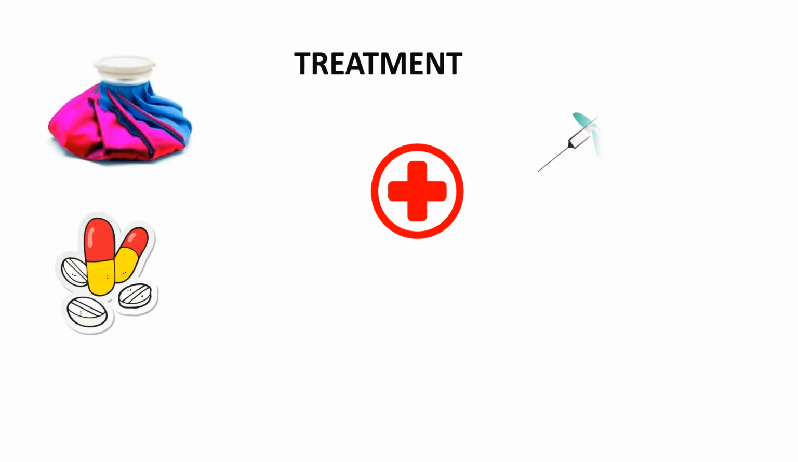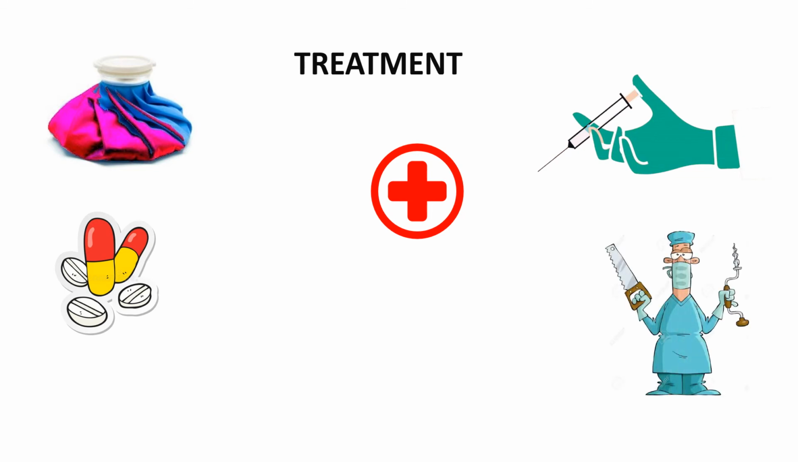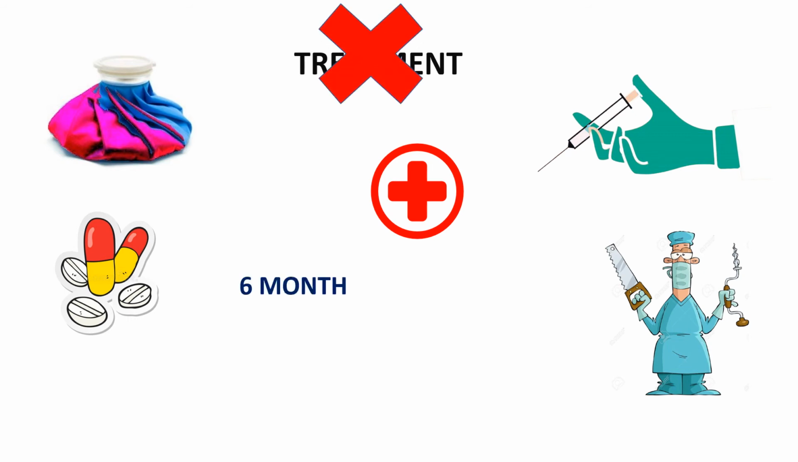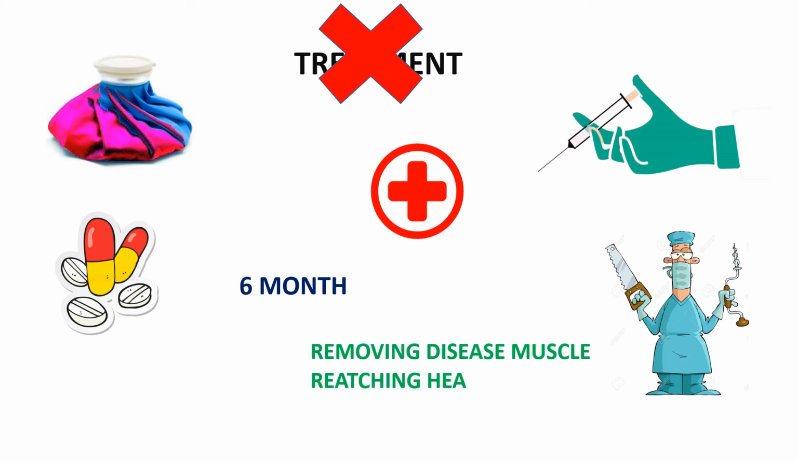Now I'll tell you about the treatment of tennis elbow. First, the medical management. In non-operative measures, NSAIDs, icing, an elbow counterforce brace, and steroid injection are used. A surgical approach is used if conservative treatments fail for 6 months, and the surgical approach is removing the diseased muscle and reattaching the healthy muscle to the bone.